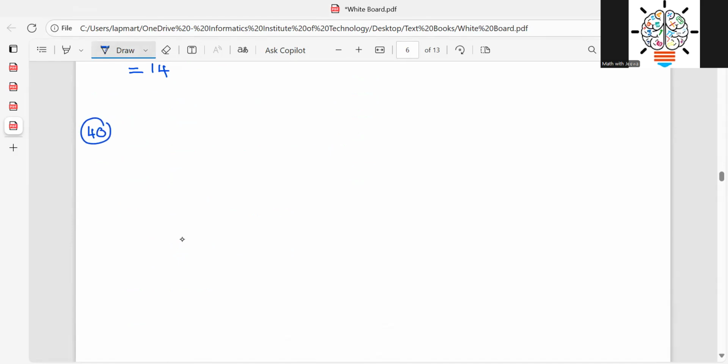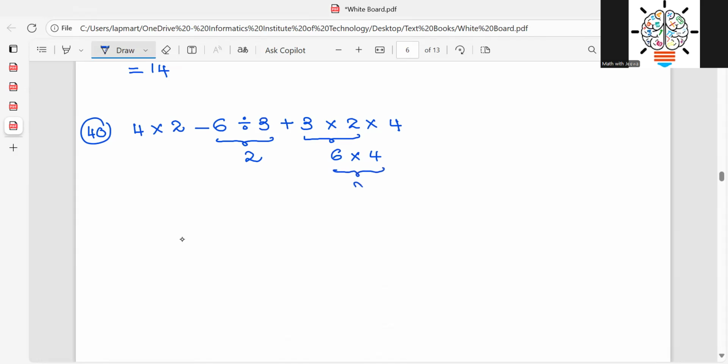Right. So that is 4 multiplied by 2 minus 6 divided by 3 plus 3 times 2 times 4. 6 divided by 3, 2. 3 times 2, 6. 6 times 4, 24. And then the 4 times 2, 8. So I write 8 minus 2 plus 24.